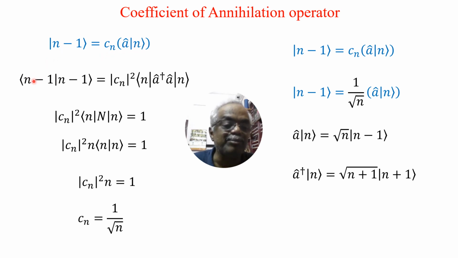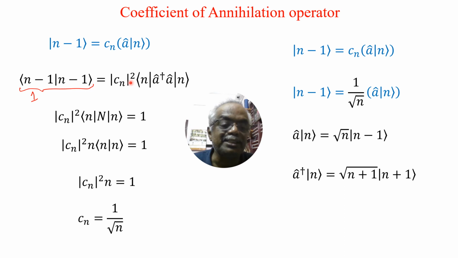So now you take the inner product as usual, as you have done for the creation operator. This will be ⟨n-1|n-1⟩. Then you take |n⟩, a|n⟩. If you take the inner product, this is ⟨n|a†a|n⟩. This will get a complex conjugate, that is a dagger. So this Cn will become modulus Cn squared. Now this inner product is 1. You know, this is very well known. The inner product is 1, so I have brought this to the right hand side.